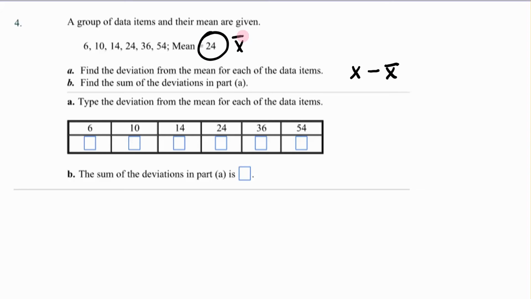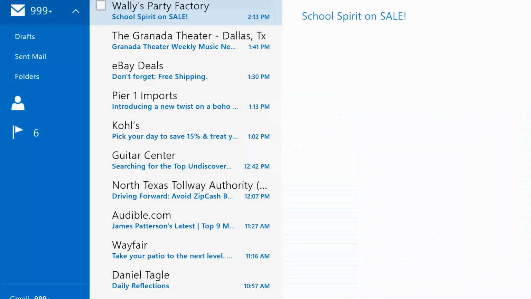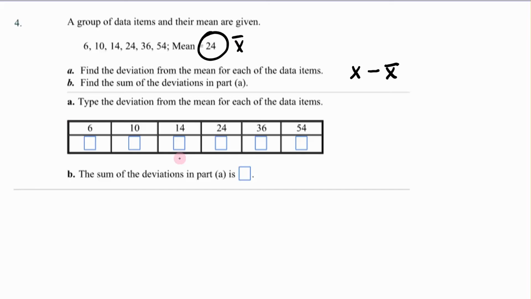So for the first one, we have, oh, I'm sorry. Let me get back to you. I touched something with my hand.